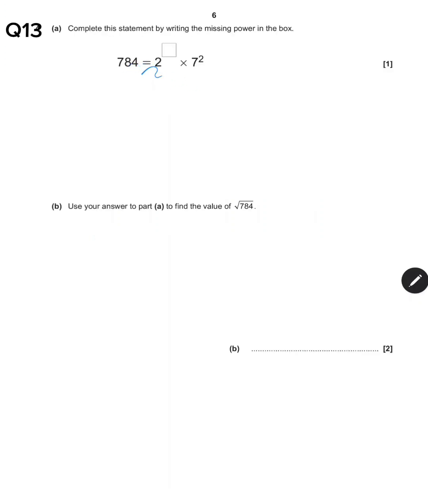Powers work to do. We're looking to hit 784 by multiplying something by 49. 7 squared is 49. Well, it's not 2 to the 1, because 2 to the 1 times 49 is 49. 2 squared is 4. 4 49s won't come near this. 2 cubed, 2, 4, 8. 8 49s, we'll think about 8 50s. That would only be about 400. I think it has to be 2 to the power of 4. 2 to the power of 4 is 16.